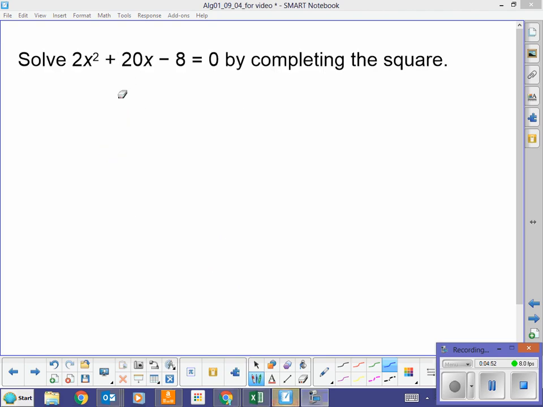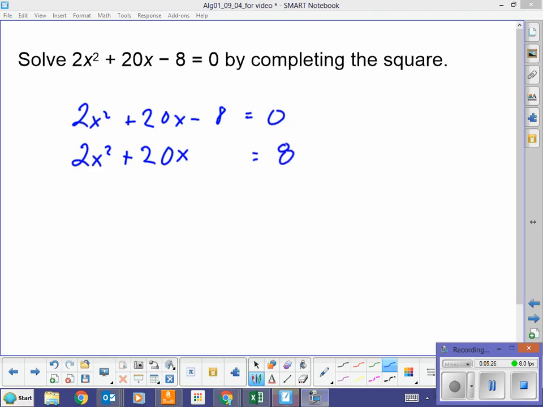We want to solve this one by completing the square: 2x squared plus 20x minus 8 equals 0. The first thing I want to do here is clear out this space, because this is not a square. So I'm going to clear out that last space over here by adding 8 to both sides.